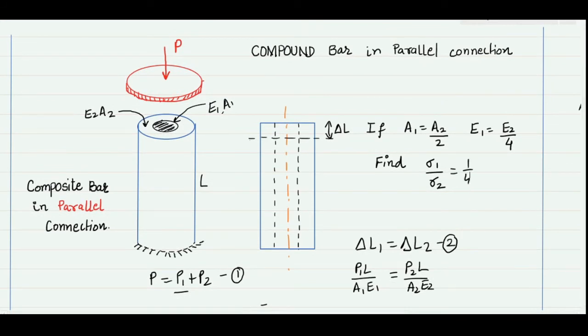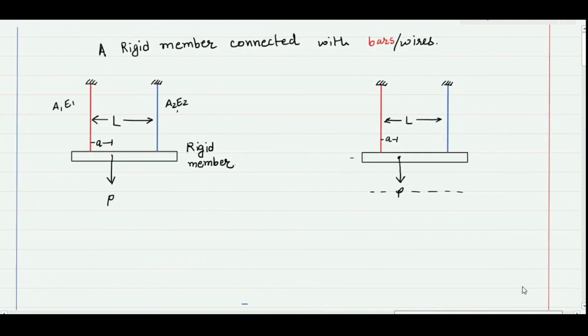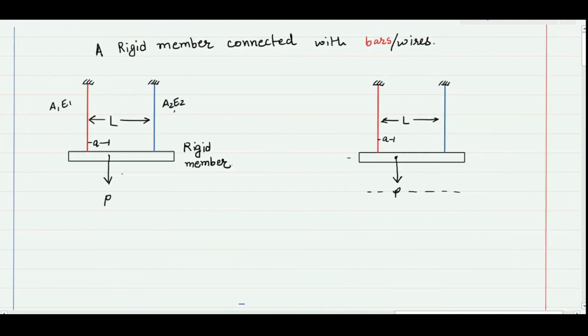Let's take another type of problem. Here I have a rigid member which is connected with the help of two bars or wires. Both wires are of different material and I am applying a force P which is not at the center. Instead, it is at a distance A from one of the wires. Here again I have two types of condition.